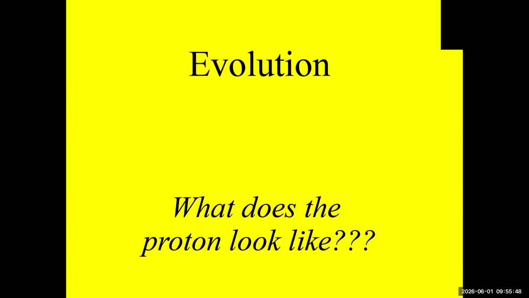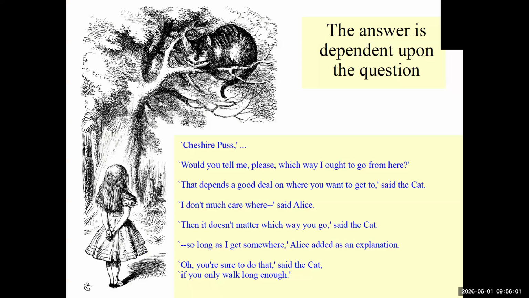One last topic I want to talk about is evolution. What does the proton look like at different scales? And I just showed you in that previous plot, Q squared of 100, Q squared of 10 to the fourth. They look different. Where does that come from? Okay, and so the answer you get depends on the question. I took this from an old preprint by Charles Dodgson some time ago. I don't think it's on arXiv, but so this is Alice, one of the investigators, and the Cheshire Puss.